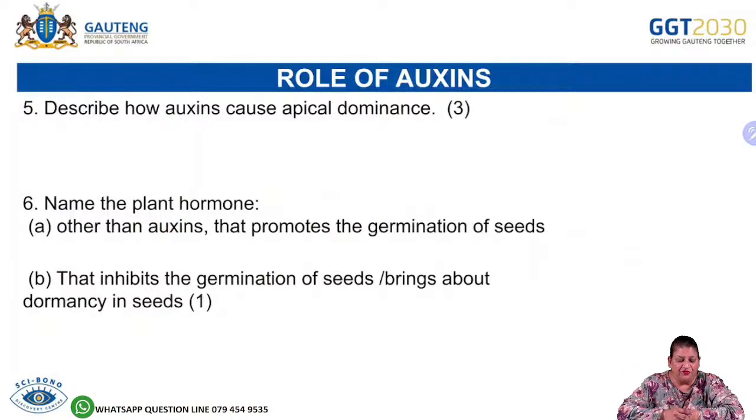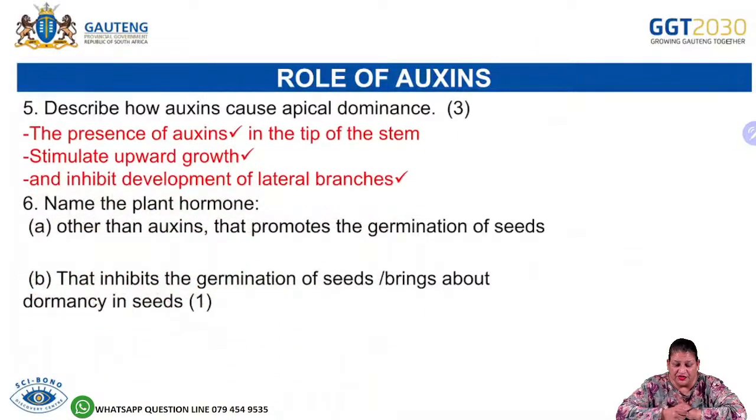Right. So therefore, how do auxins control apical dominance? They allow upward growth, and as long as auxins are found in the tip, the plant will just grow tall and it will hardly have any side branches. Okay. So let us see. As long as auxins are found at the tip, they'll dominate the tip and they will cause upward movement of growth. Right?